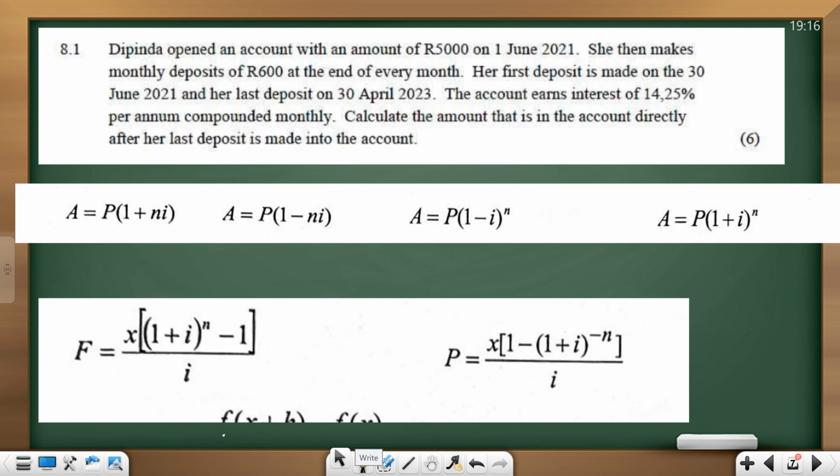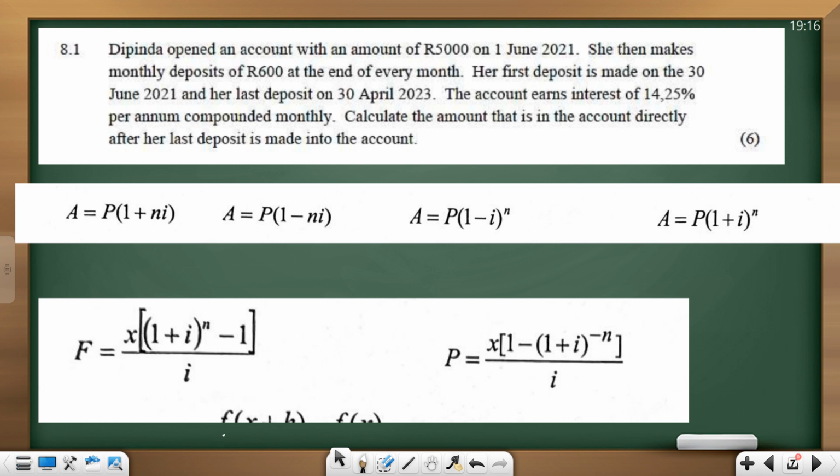Okay. Deepinder opened an account with an amount of 5,000 on the 1st of June, 2021. She then makes monthly deposits of 600 at the end of every month. Look, already I know what your challenge might be. There are two different transactions going on. She opened an account with 5,000. That's a single deposit. And then she makes 600. There is A and F going on in this question.